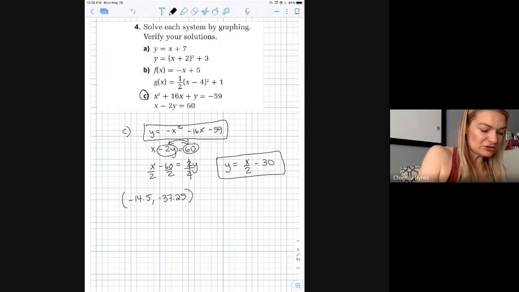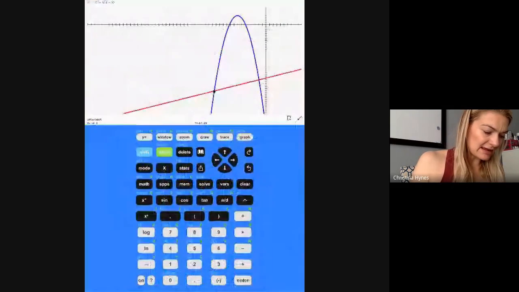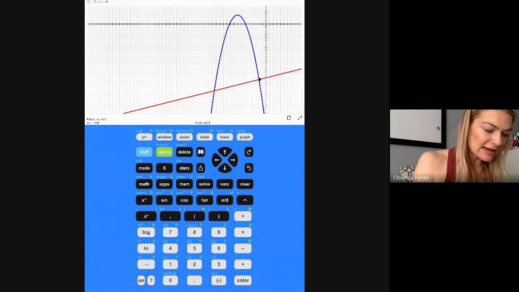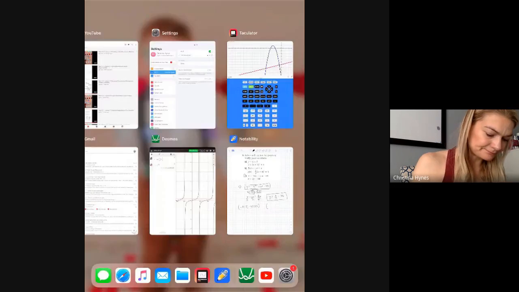So that is one solution, and now you have to find the second intersection by going again and pressing second trace, number 5. Move your cursor as close to the intersection as you can. Press enter 3 times. And my second one is negative 2 and negative 31.